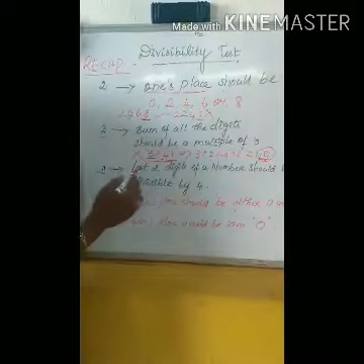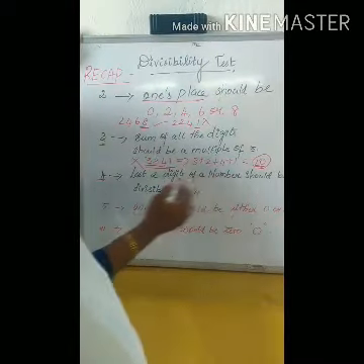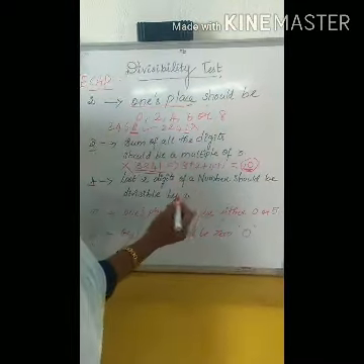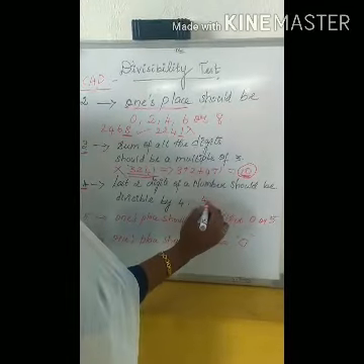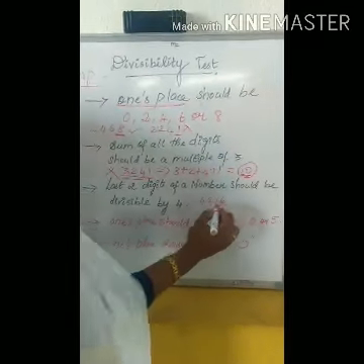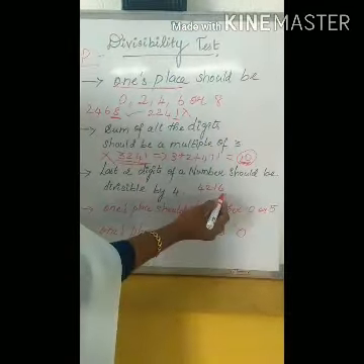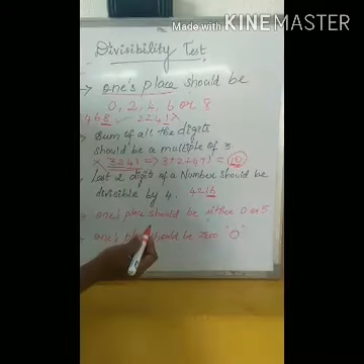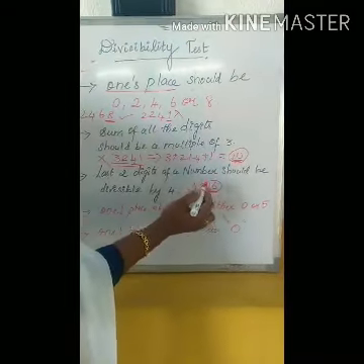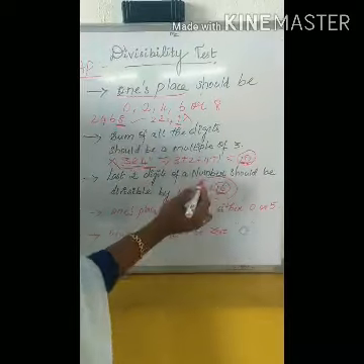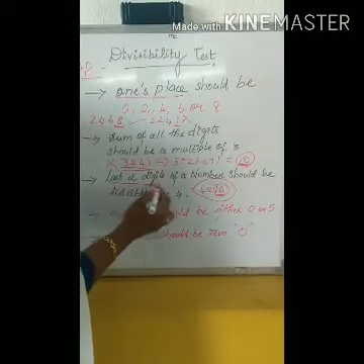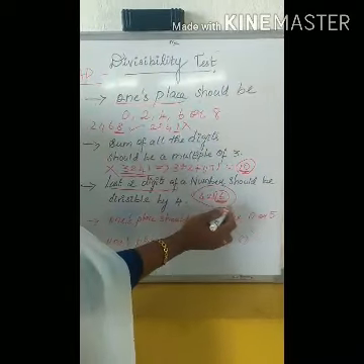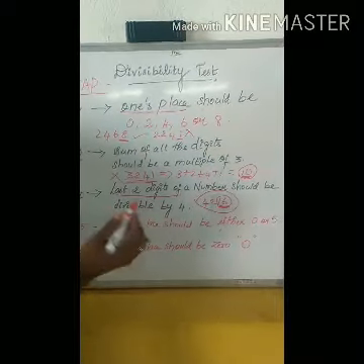Divisibility test for 4. The last two digits of a number should be divisible by 4. For example, 4216 is there. The last two digits are 16. Yes, 16 is obviously divisible by 4. Hence, this whole number is divisible by 4. If the last two digits of a number are divisible by 4, then the whole number is divisible by 4.